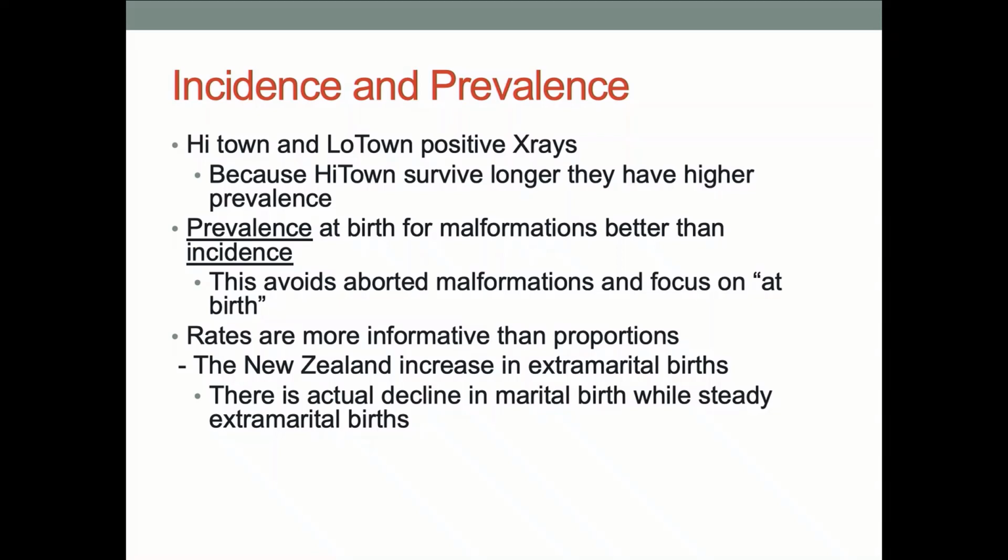We can talk about prevalence at birth for malformation better than incidence. That's something that avoids those who are aborted and focuses on at birth. Again, this is described in the book. I'd like you to look at the book, and these examples are very nicely explained. Again, the example of New Zealand: the apparent increase in extramarital births is actually a decline in marital births while extramarital births are steady. It's not because there is an increase in extramarital births. These are all these shifts that can give us misinformation if we rely on prevalence. So that's why rates are more informative. They avoid these problems if we look at rates and incidence.